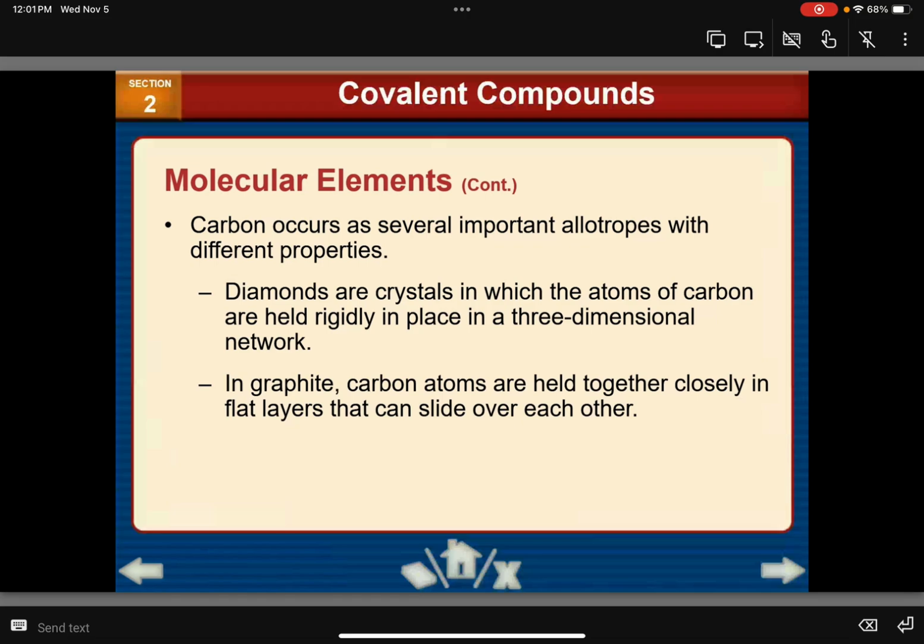In graphite, carbon atoms are held closely together in flat layers that can slide over each other. Because graphite has that ability, they can slide over each other. If you guys have ever taken some of your pencil lead, your graphite, and colored on something and then wiped it, it's very slick, right? It can be used as a lubricant as well. It's used in agriculture a lot as a lubricant so that seeds don't get stuck in drills and planters.